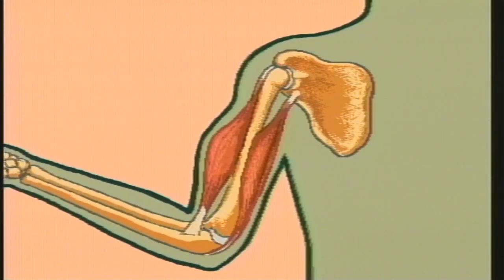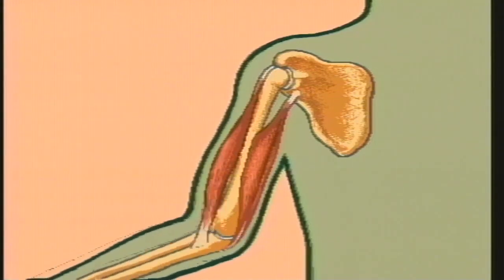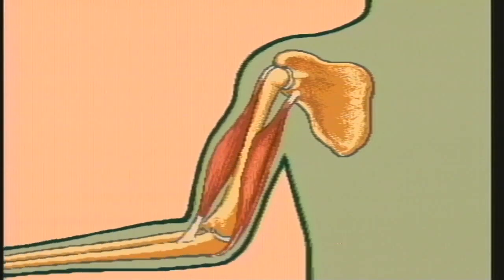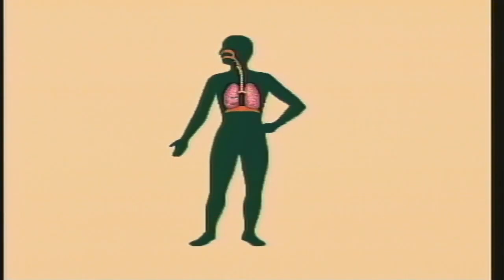Movement is accomplished by muscle pairs attached to bones. One muscle contracts or shortens, while the other muscle extends or lengthens. Respiration involves the expansion and contraction of the lungs. We inhale oxygen and exhale carbon dioxide.